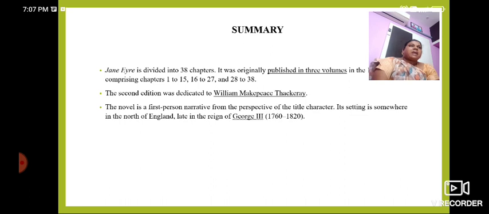Jane Eyre actually is divided into 38 chapters. It was originally published in 3 volumes in the 19th century, comprising chapters 1 to 15, 16 to 27, and 28 to 38. The second edition was dedicated to William Makepeace Thackeray. The novel is a first-person narrative from the perspective of the title character. Its setting is somewhere in the north of England, late in the reign of George III.